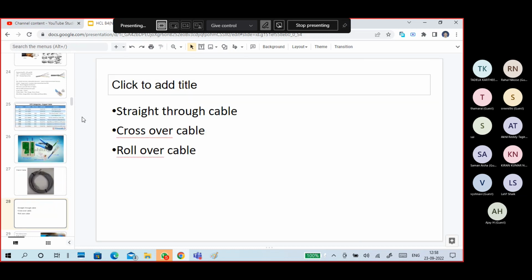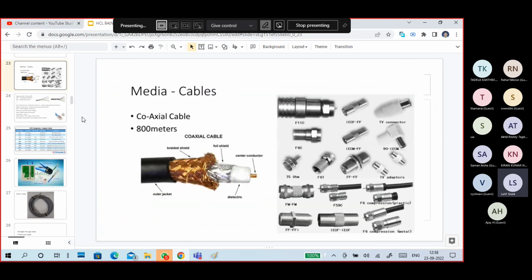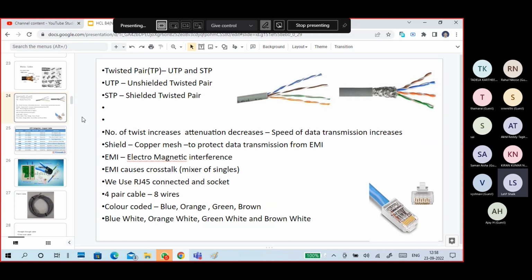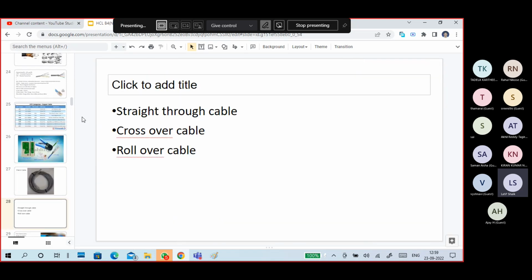Okay. So I said there is color coding on the cables, right? Why do we need color coding? To connect properly. Depending upon which device to which device you are connecting, you have to prepare the cable as per that.